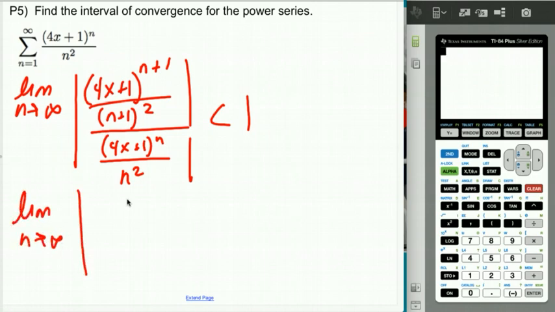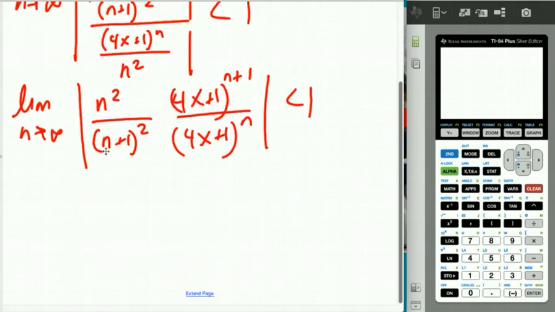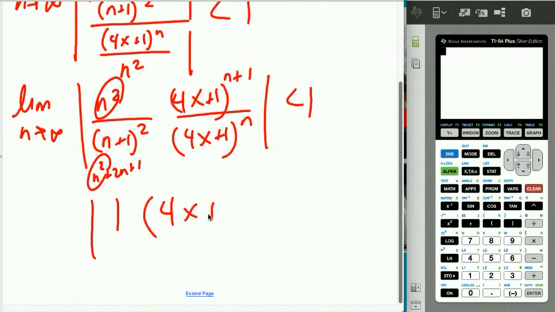So I'm just going to group my stuff together. I recognize the n squared is going to be on top of this n plus 1 quantity squared. I recognize the 4x plus 1 to the n plus 1 is going to be on top of the 4x plus 1 to the n. So these guys are both n squareds. Like if I distributed, this would be n squared plus 2n plus 1. They're both n squareds, which means as we go to infinity, that's going to be a 1. And this is just going to be a 4x plus 1 is less than 1.